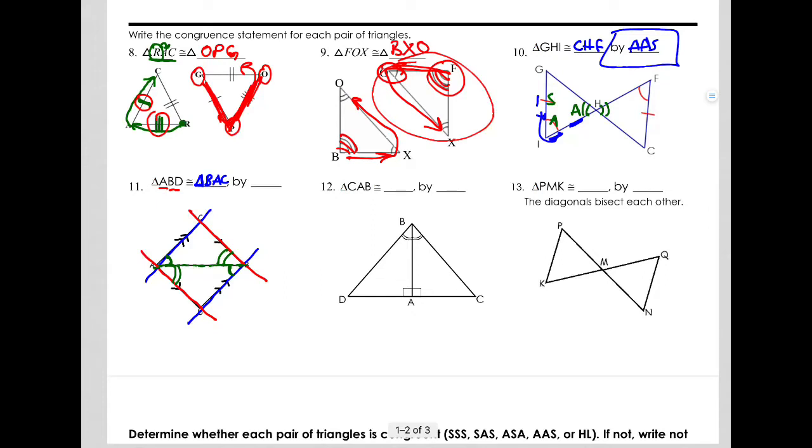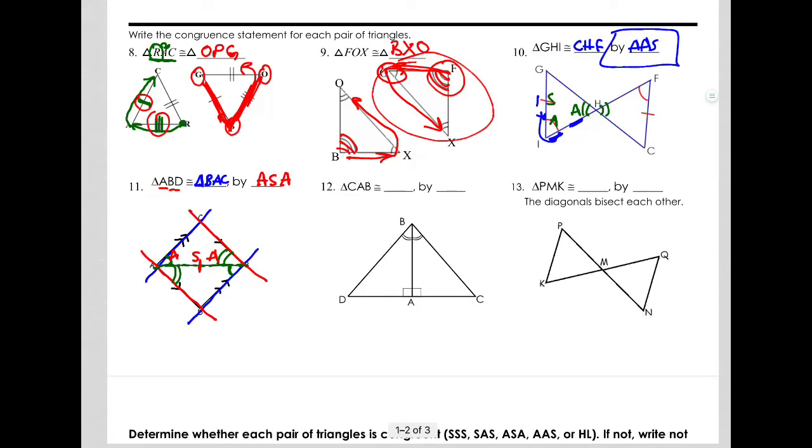Then we also have our reflexive property we can use, that one side is congruent to itself. So right now you should see that you have a pair of angles, a pair of sides, and a pair of angles. So that's angle, side, angle. Make sure you guys are putting the actual marks on the triangles.